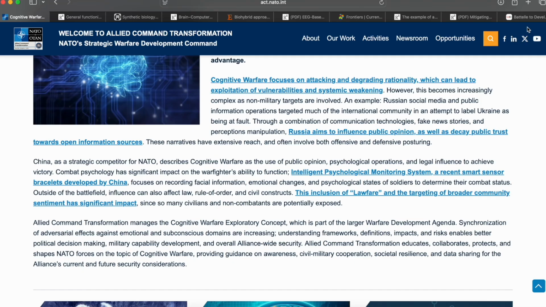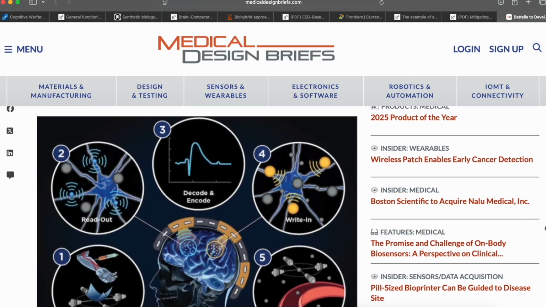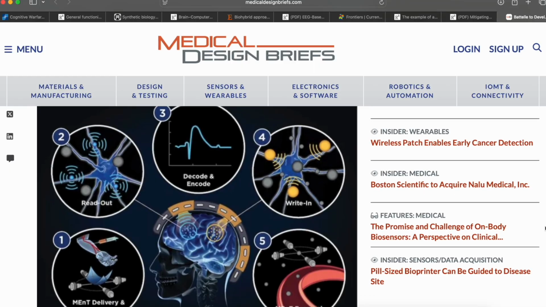Now, let's go over here to Medical Design Briefs. This was released on May 23, 2019. Battelle to develop injectable bidirectional brain-computer interface. And let's look at this lovely image. So it's injectable. It has decode and encode for fMRI and EEG. They can write to your neurons.